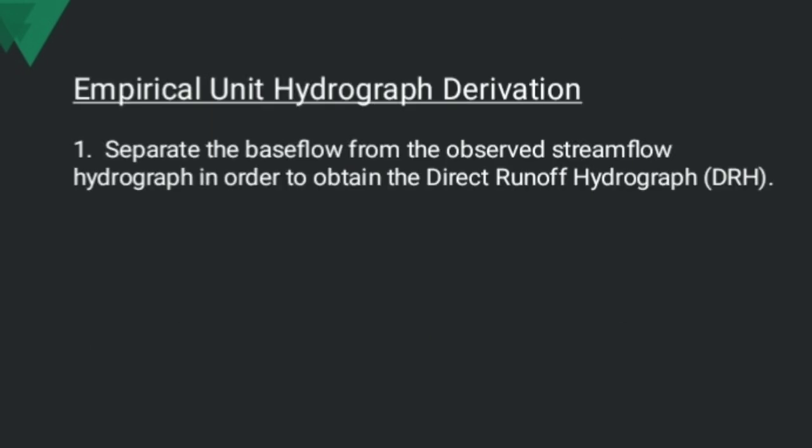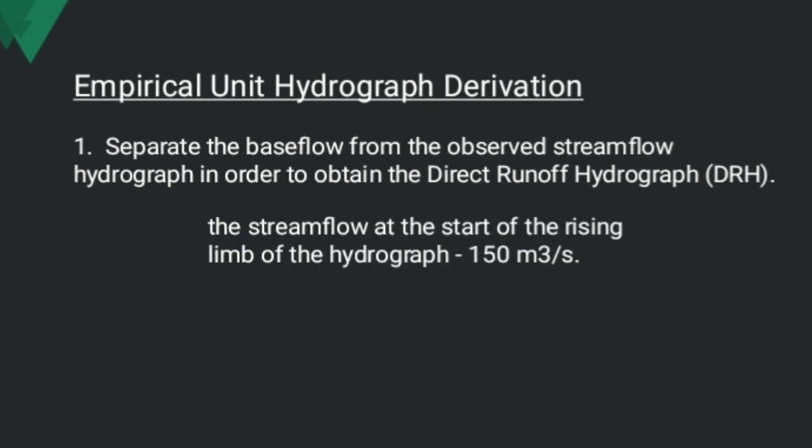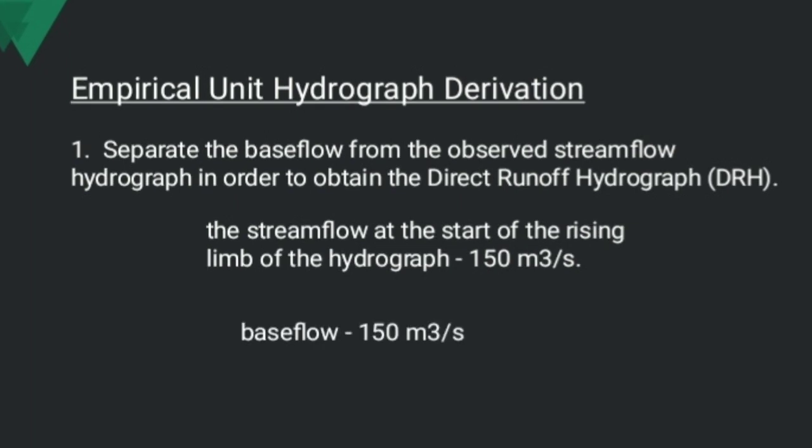Empirical unit hydrograph derivation. Number 1. Separate the base flow from the observed stream flow hydrograph in order to obtain the direct runoff hydrograph, or DRH. The stream flow at the start of the rising limb of the hydrograph is 150 meter cube per second. Base flow equals 150 meter cube per second.